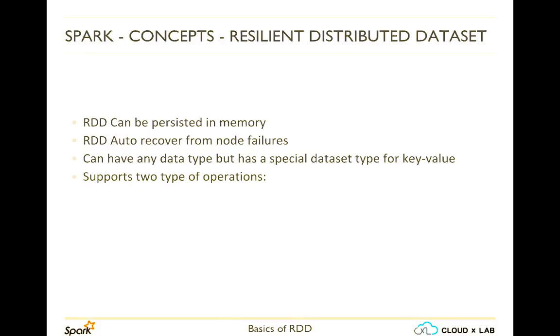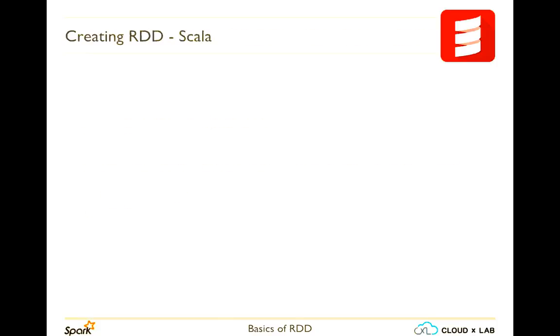And it supports two types of operations. One is called transformation and the other is called action. We can define an RDD, and once we define an RDD, we can only call the methods provided by the RDD on your data. Those methods are generally classified into two buckets: transformation and action. So we will talk about creating RDDs after the break.